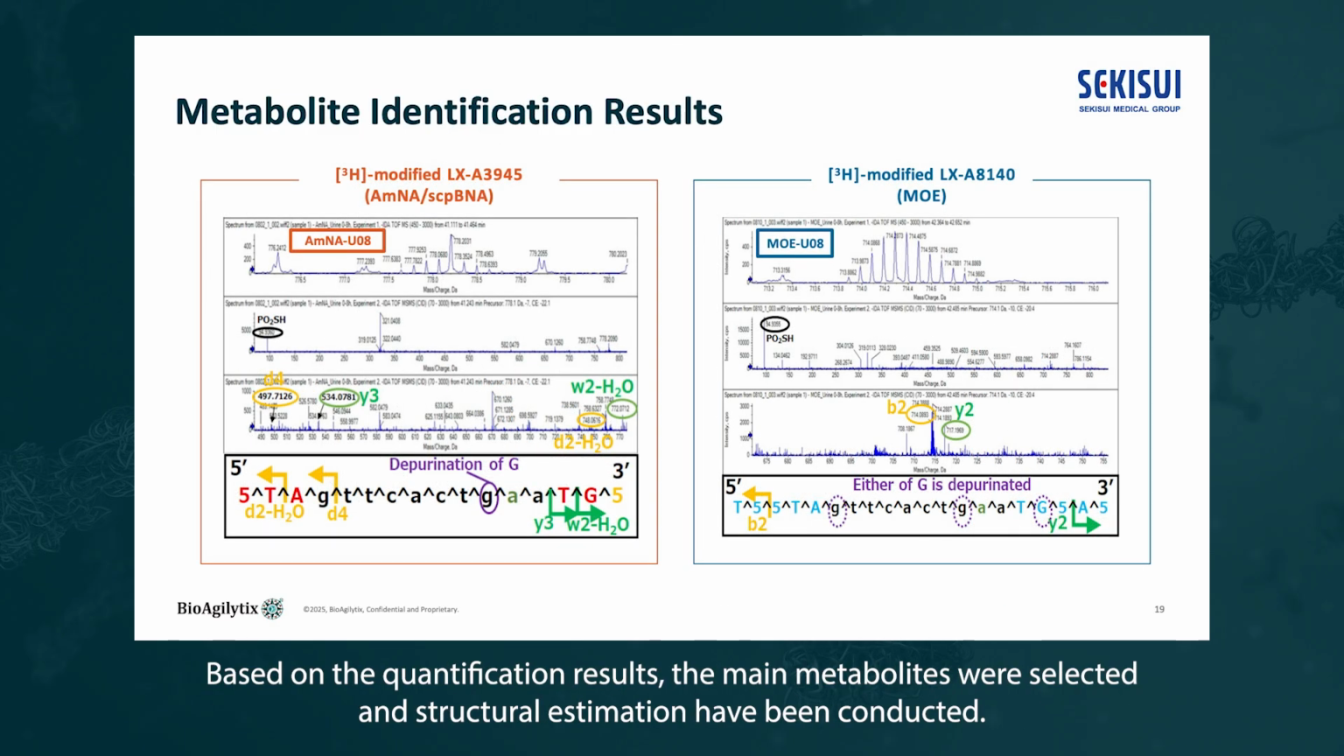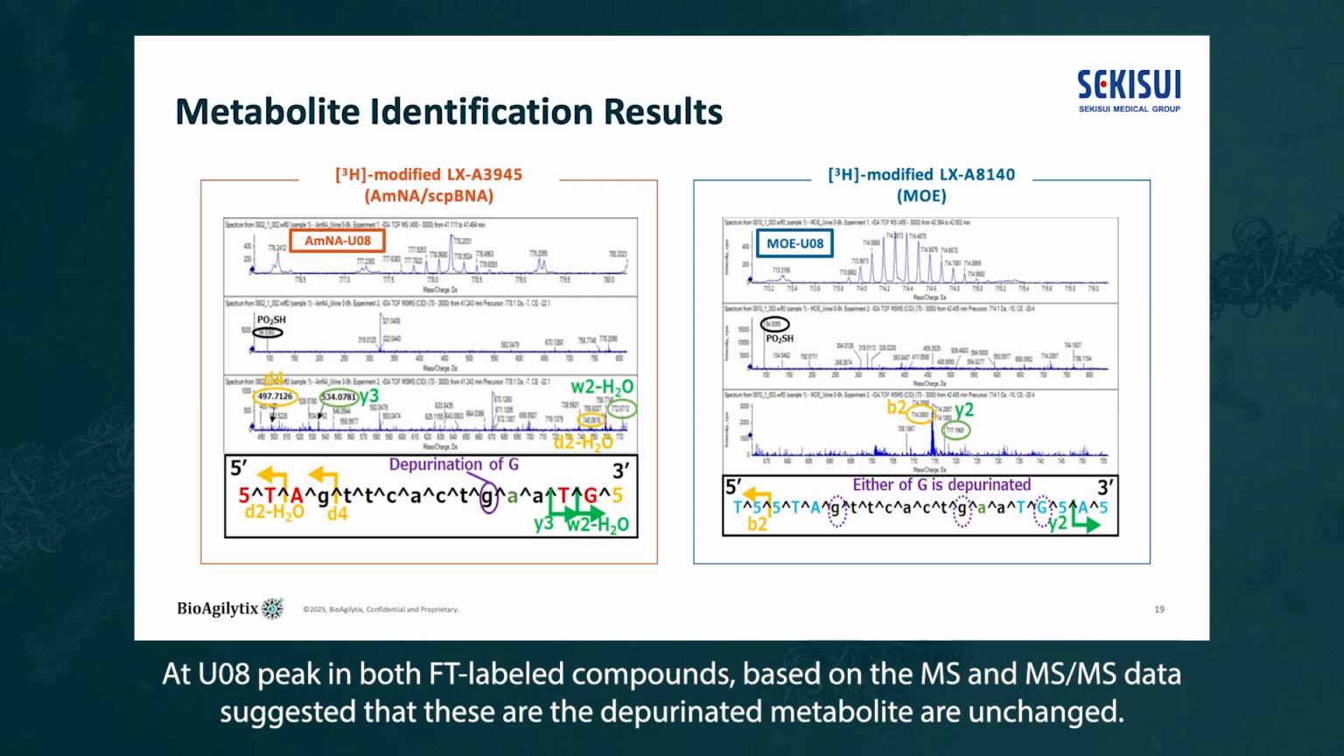Based on the quantification result, the main metabolites were selected, and structure estimation was conducted. In urine, 8 peaks in both FT-labeled compounds, based on the MS and MSMS data, suggest that these are the duplicated metabolites of the unchanged compound.